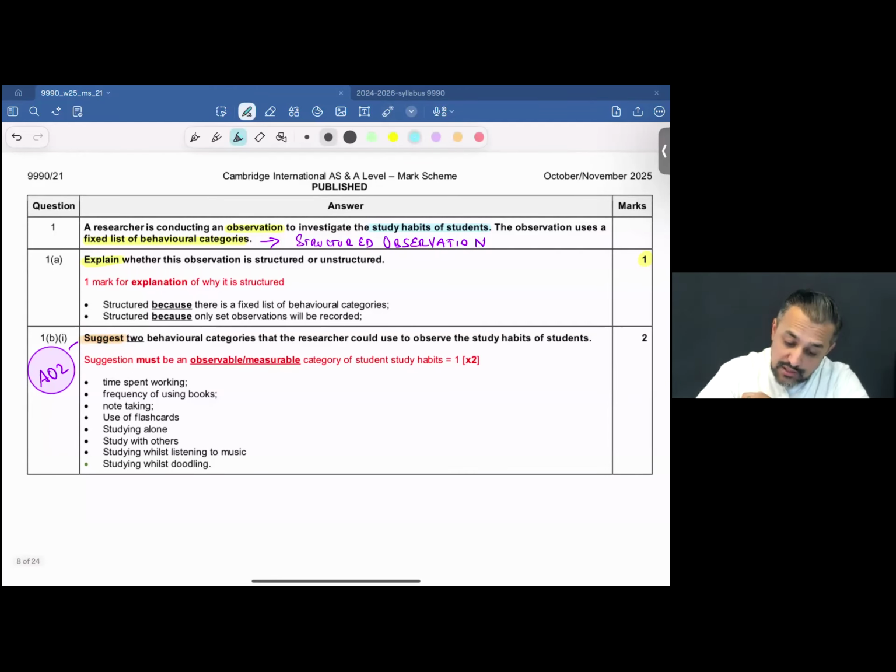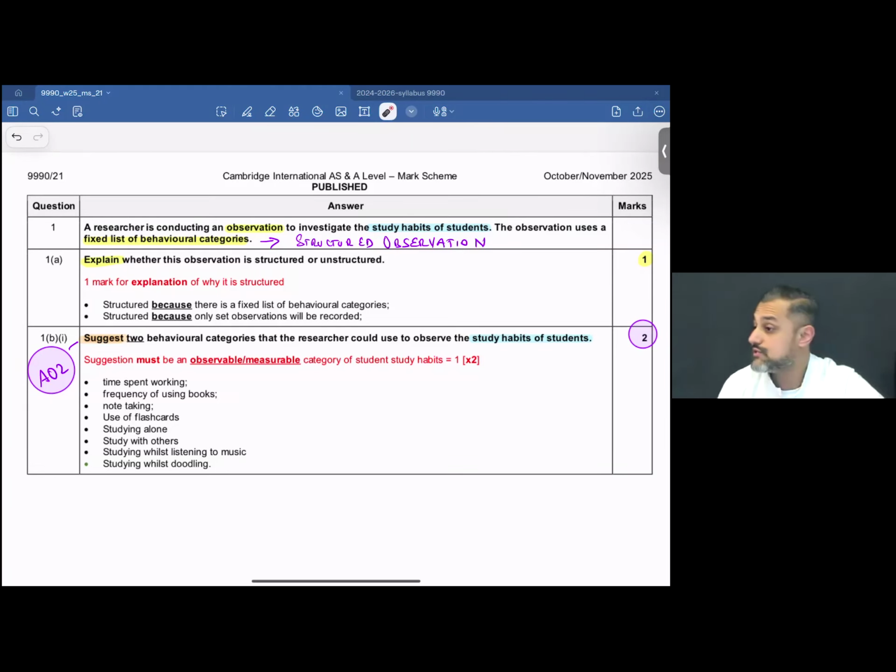Now, for questions where the command word used is suggest, I see students getting confused here. One, figure out what the command word is demanding. The command word over here is suggest. Number two, the next thing you do is quickly have a look at the total amount of marks that have been allocated to this question. I see there's a question where I've been asked to suggest any two behavioral categories, and this is a 2-mark question. So the suggestion must be an observable or a measurable category of student study habits. And that is how you get your marks.